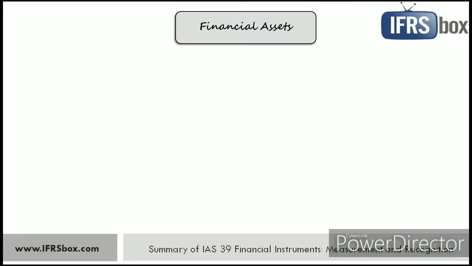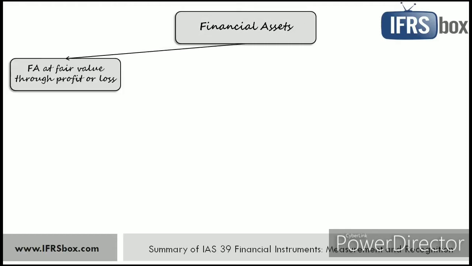So let's talk about the financial assets first. IAS 39 classifies financial assets into four main categories. Financial assets at fair value through profit or loss. These are financial assets that are either classified as held for trading, or upon initial recognition they are designated by the entity as at fair value through profit or loss. All derivatives fall into this category.